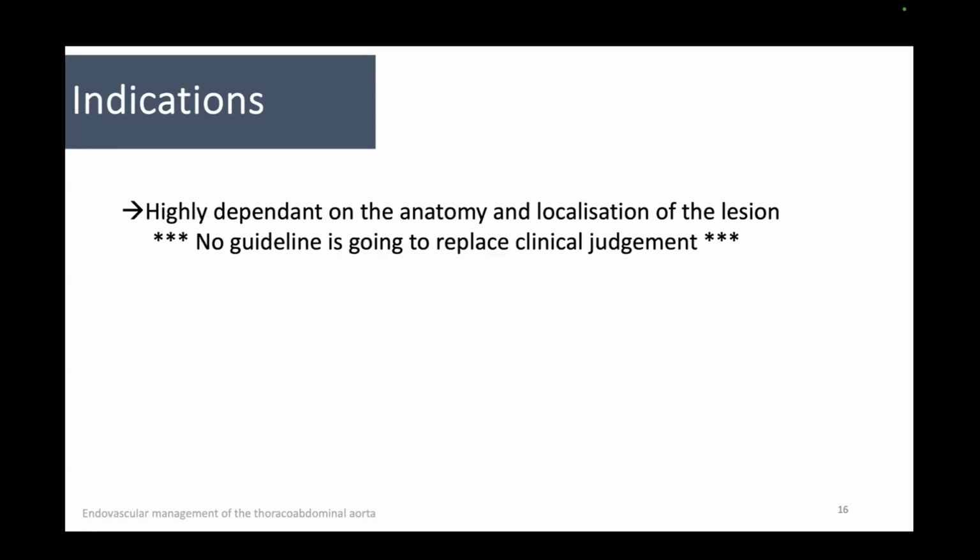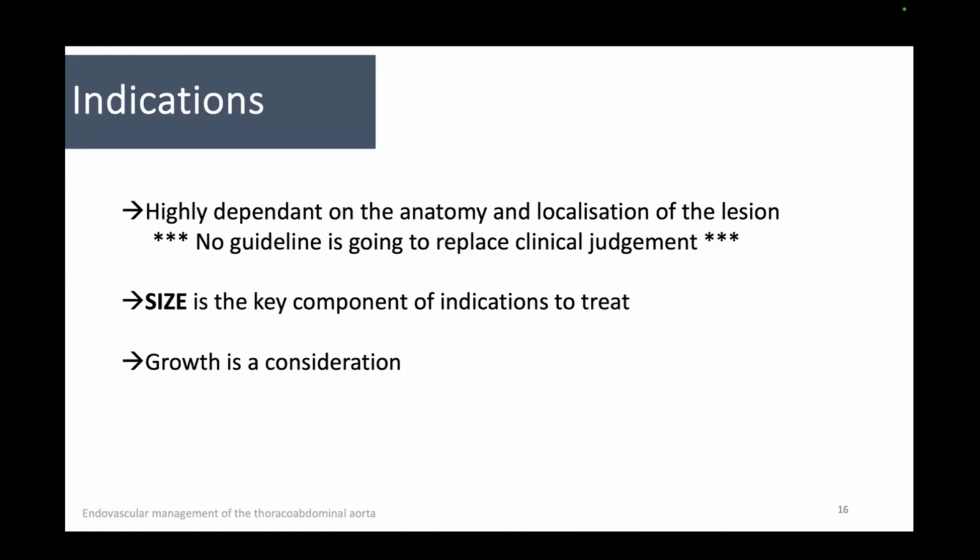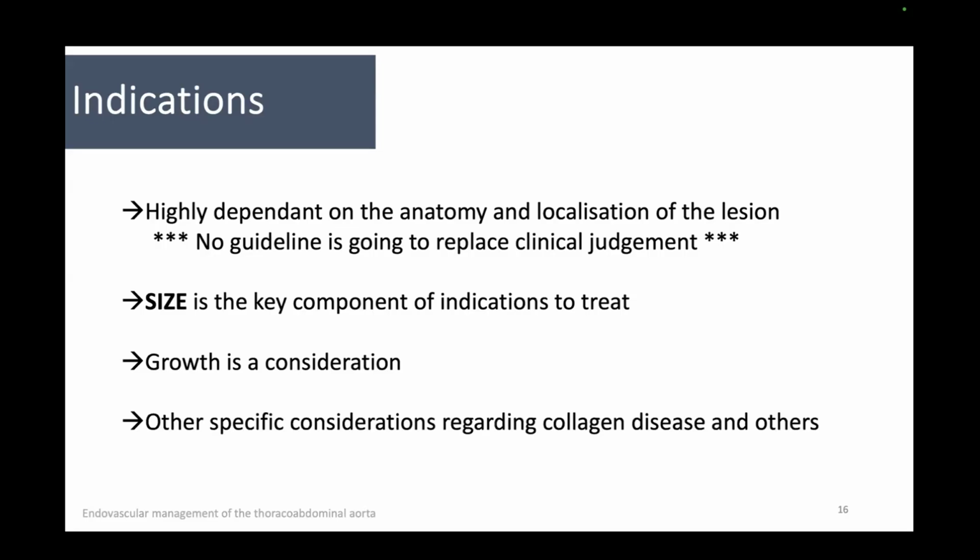The indications are going to be highly dependent on the anatomy and the localization of the lesions. There's no guideline, of course, that's going to replace clinical judgment. It's really important in these cases to discuss with colleagues and make sure that we have a clear idea of what we can and cannot do. Size is going to be the key component, and we're speaking in diameters usually, but also volume in some cases, for the indications to treat patients. Growth is another consideration that has to be in your mind when you think about following these patients, and other specific considerations regarding collagen disease and others have to be taken into consideration too.